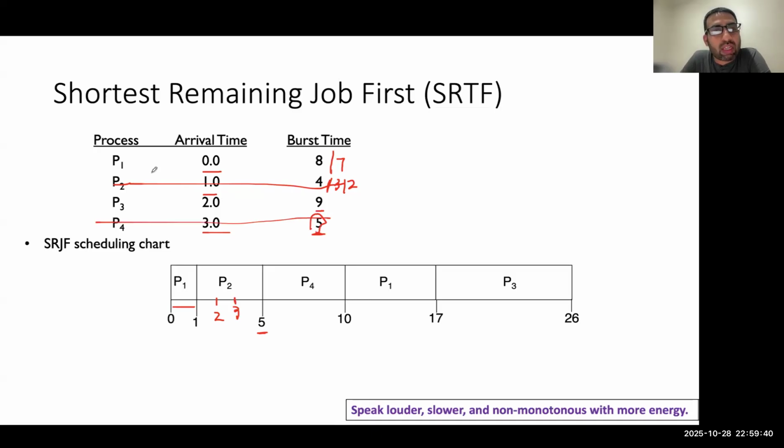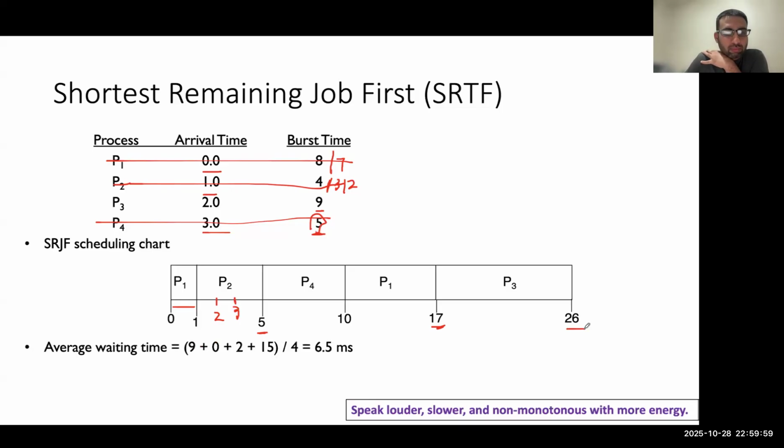And then we look, okay, which one has the smallest now? P1 has 7, P3 has 9. So we allow P1 to run for 7 time units. So it finishes at 17. So we are done with P1 now. Then we allow P3 to run, and it runs for 9 time units and completes at 26, right?